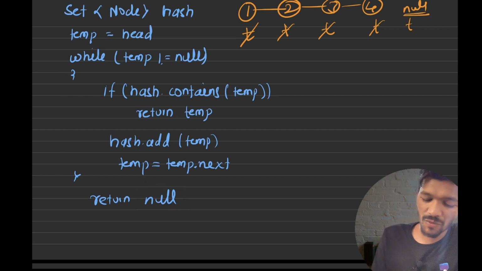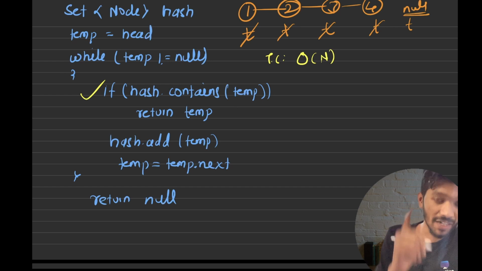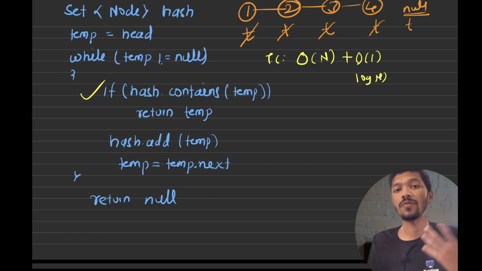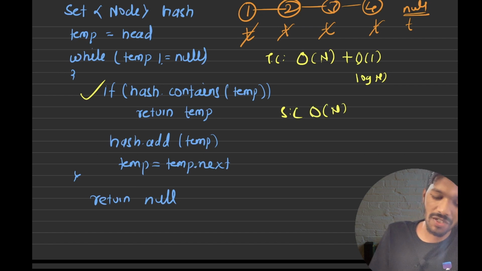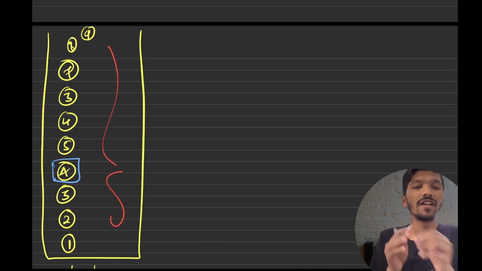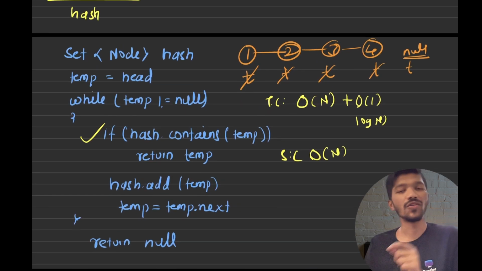What will be the total time complexity for this? I am traversing the whole linked list, therefore it will take big O of n time, and I am inserting into my hash and I am also checking into my hash. So it might take big O of 1 or it can also take log n, depending upon the complexity and the total number of elements we are inserting. And what is the total space complexity? Total space complexity would be big O of n, because we are inserting all the nodes inside my hash. So this is the brute force solution to detect the loop present in your list.